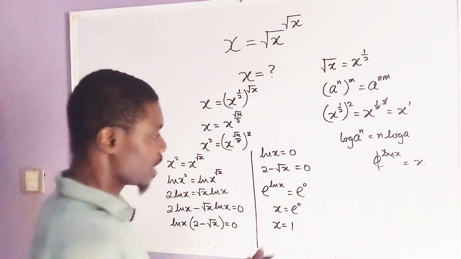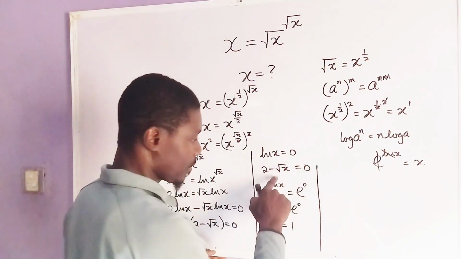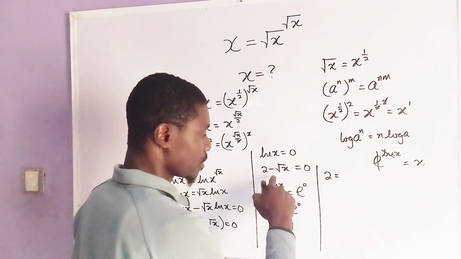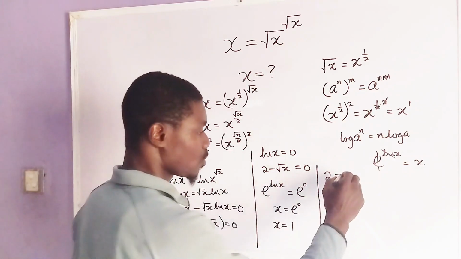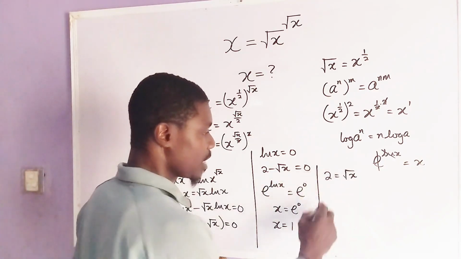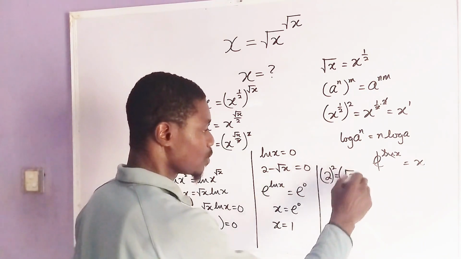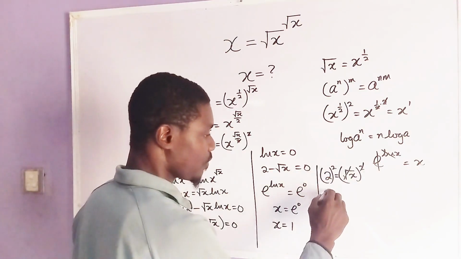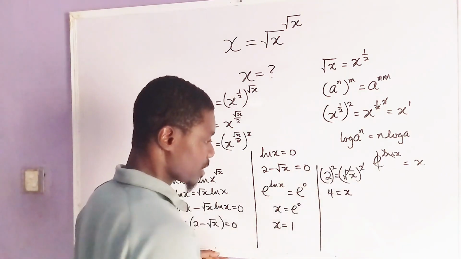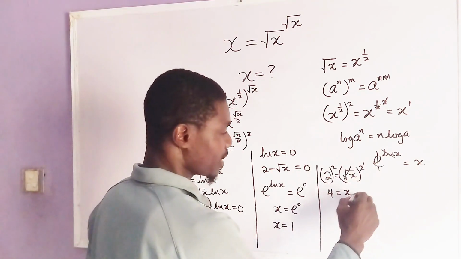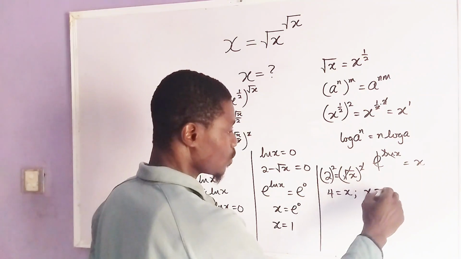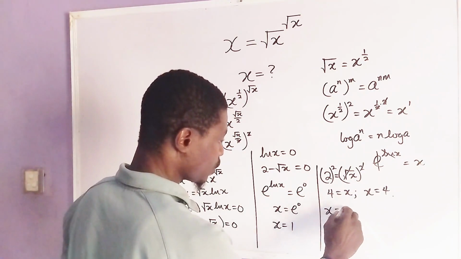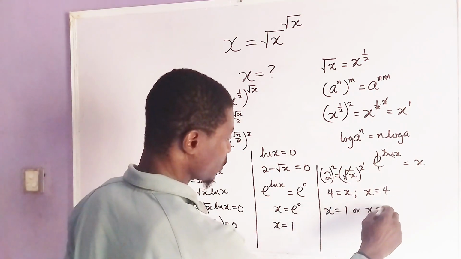Now let us look at this. Let us take negative the square root of x to the right hand side. You have 2 equals the square root of x. Now let's raise this to the power of 2, and by so doing, the square root here eliminates, so we are left with 4 equals x, which also implies that x equals 4. So the two solutions here are x equals 1 or x equals 4.